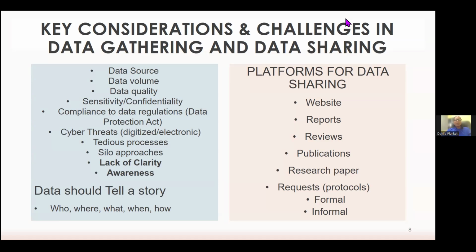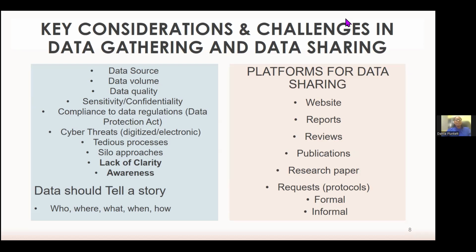The quality of our data, and ensuring that there is some level of confidentiality, because in many instances we collect data that is confidential. It has personal or identifying information, and so we have to be sensitive about that. Compliance to data regulations, if they are there in our context, we do have a Data Protection Act, and we must abide by that. Cyber threats, for example, if you're using a digitized or fully digitized or partial electronic system, that is important.